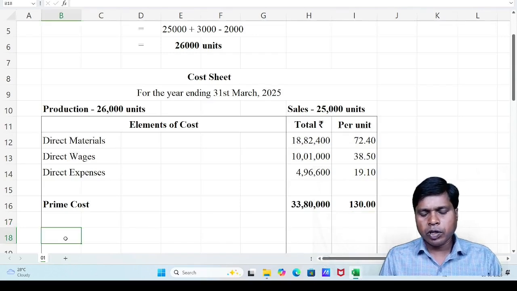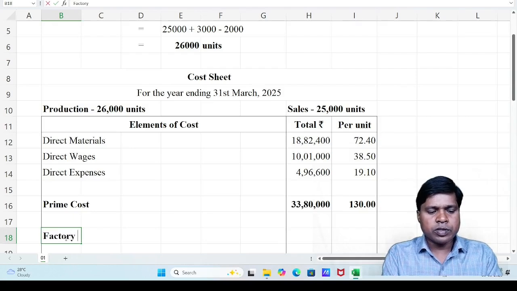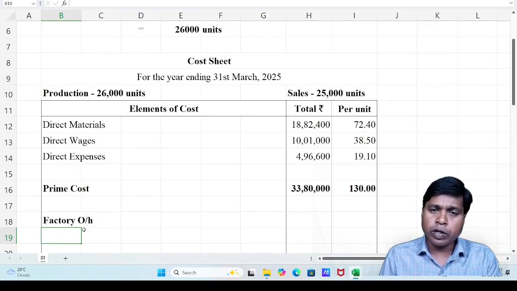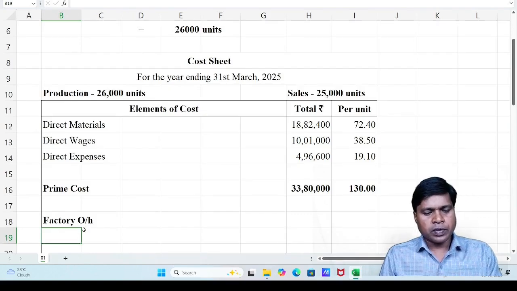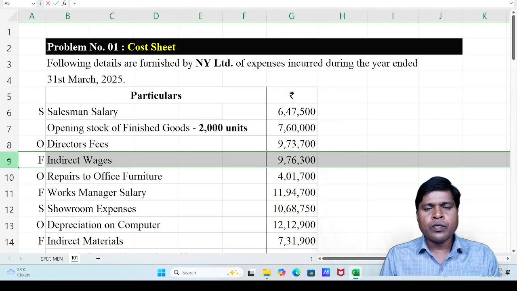After this, you have to leave one line and write factory overheads. We can use short form O/H, factory overheads, or we can record work overheads, anything. Then we have to find the items of factory overheads. First item of factory overheads is indirect wages.